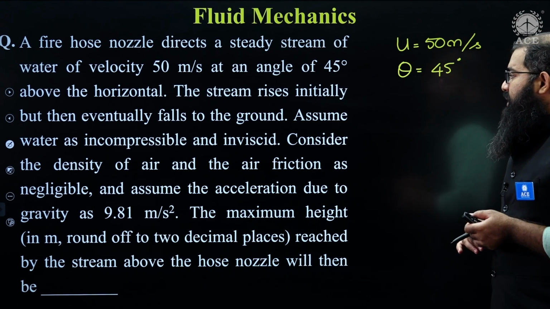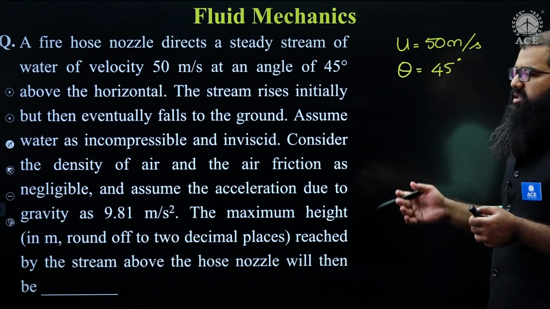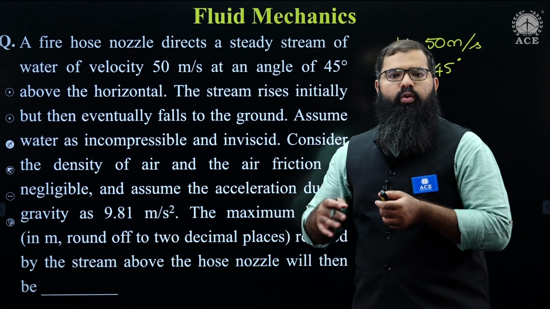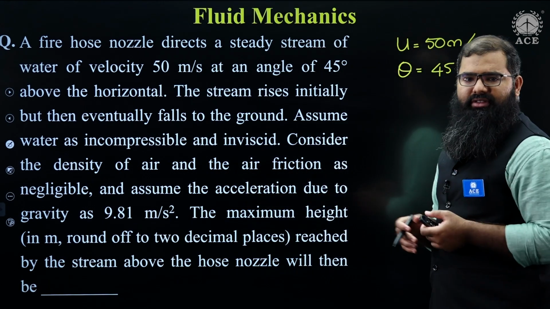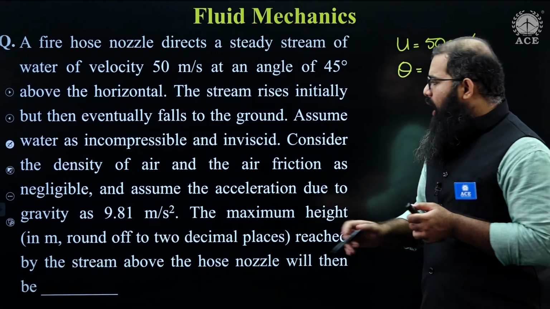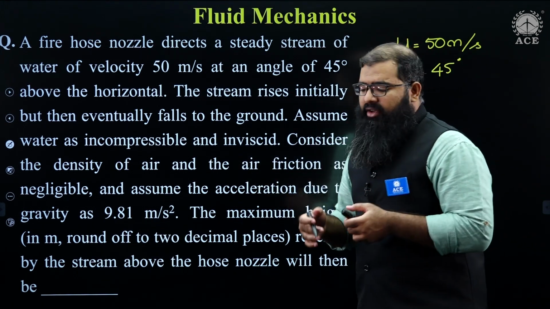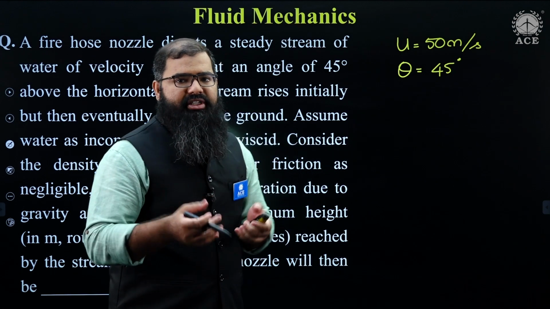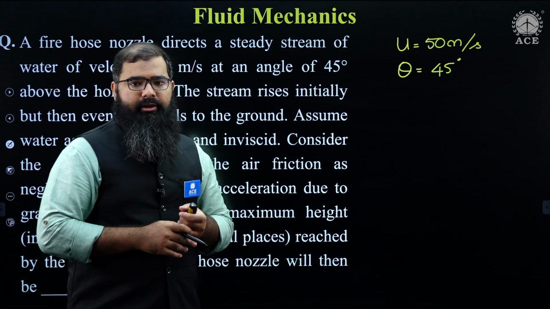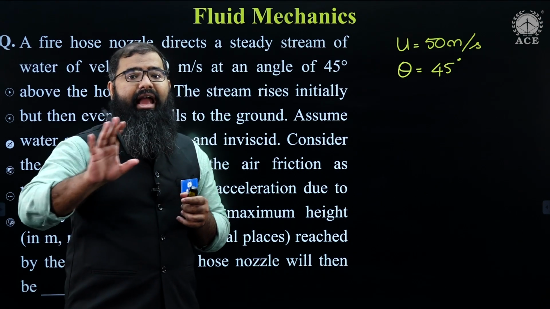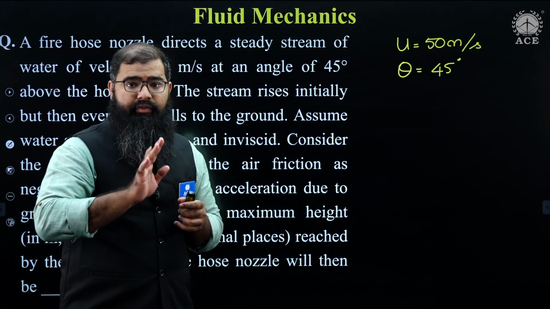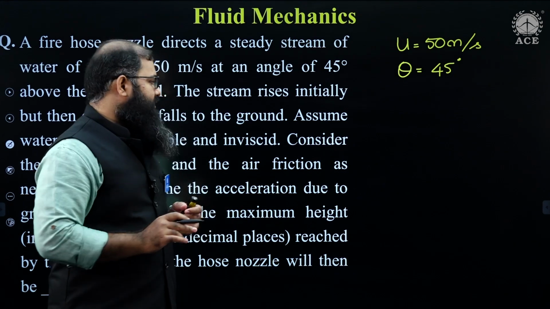Assume water as incompressible and inviscid, right? Incompressible implies over here that the density is supposed to remain a constant. Inviscid implies there are no losses whatsoever, no viscosity, no losses. Therefore, consider the density of air and the air friction as negligible. Now, how is this going to affect? This basically implies there is no resistance due to drag on the projectile. The projectile is not experiencing any kind of retardation or acceleration in the x-axis.